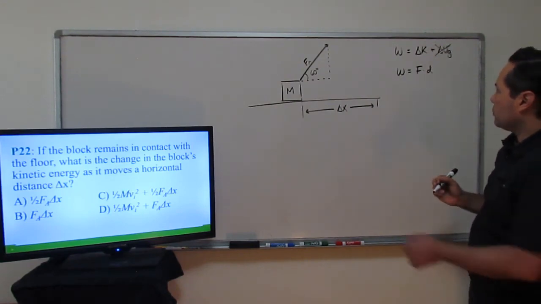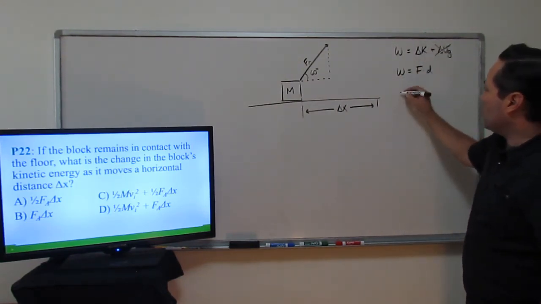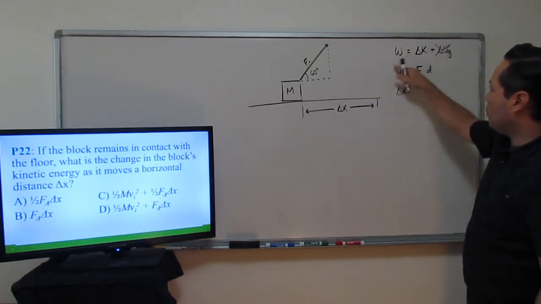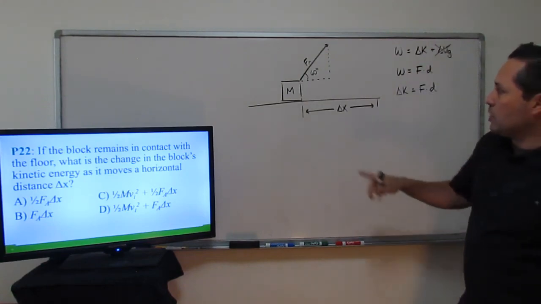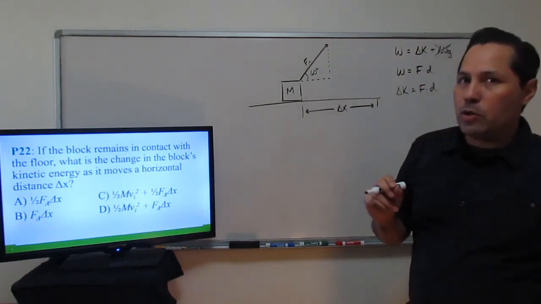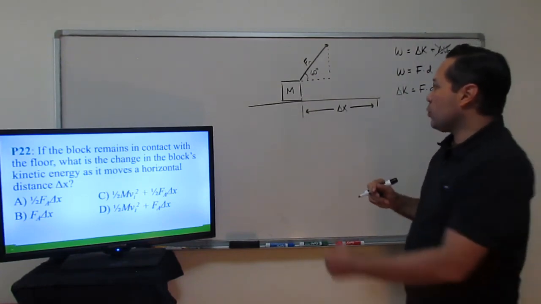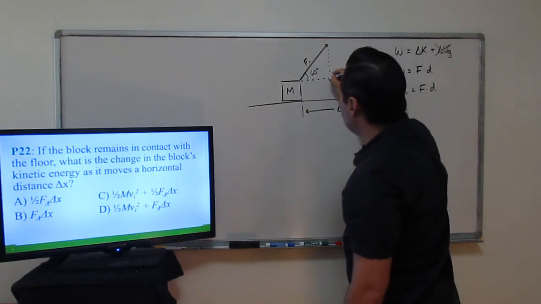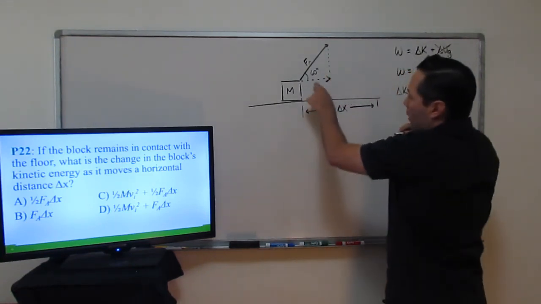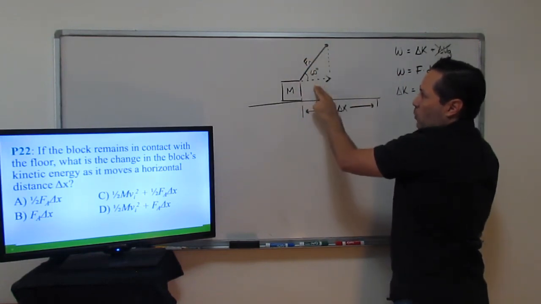Work is equal to force times distance. So now we're going to say, well then change in kinetic energy, since they both equal work, is equal to force times distance. The distance is delta x, so we substitute that here. But what do we put for the force? Well, we want the force to be parallel to the displacement. So we want this component of that vector, that's what we're looking for.